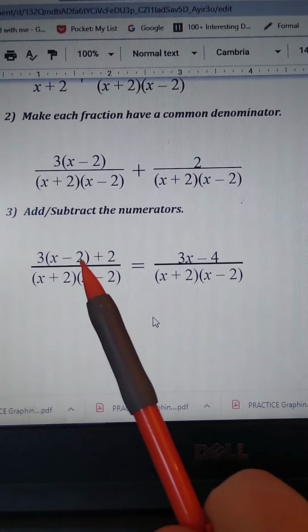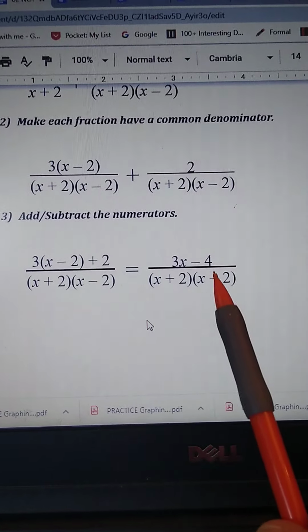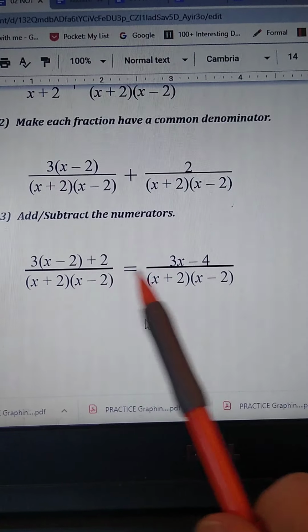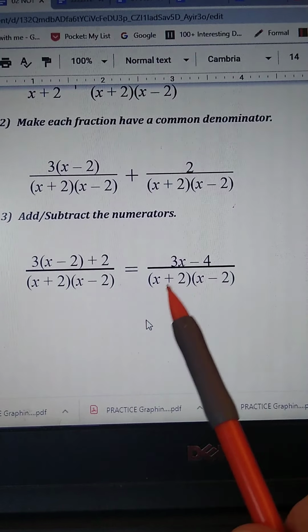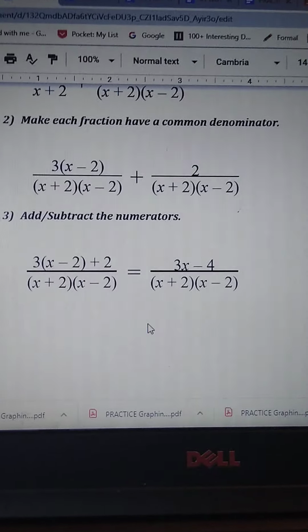And when I distribute 3x minus 6, and then combine the plus 2 with that, I get 3x minus 4. I just distribute and combine like terms. 3x minus 4 all over that common denominator of x plus 2 and x minus 2. We're going to do some more work of this tomorrow.